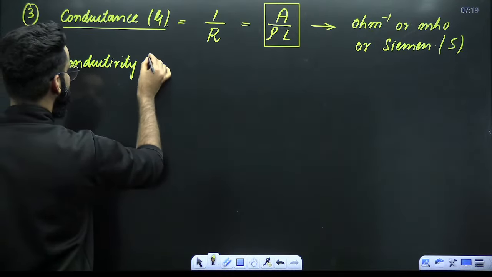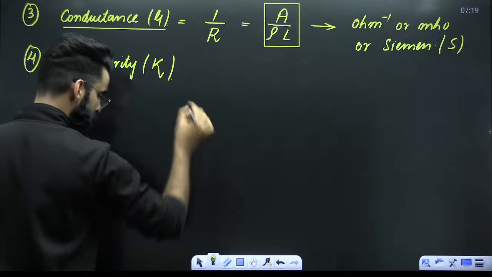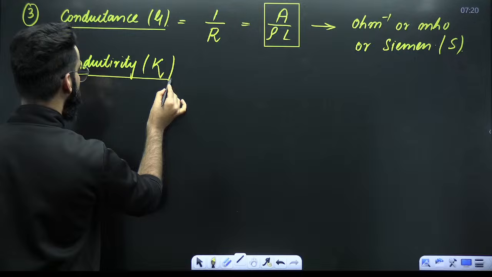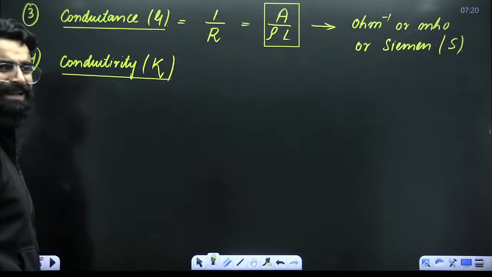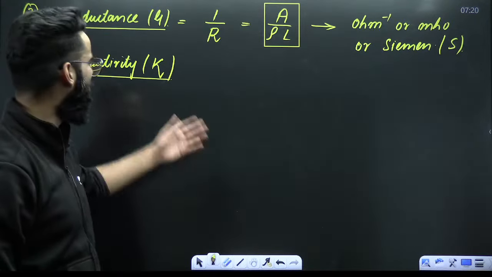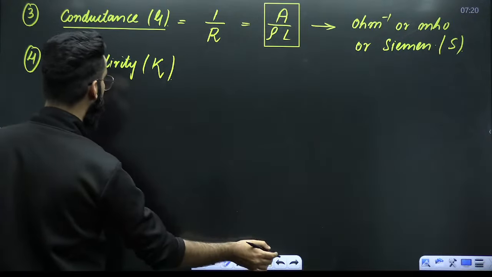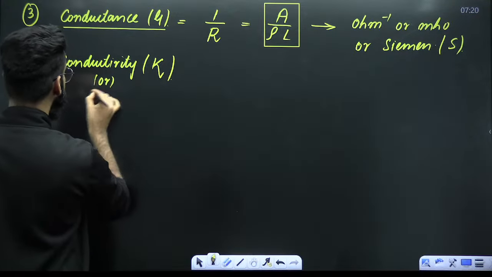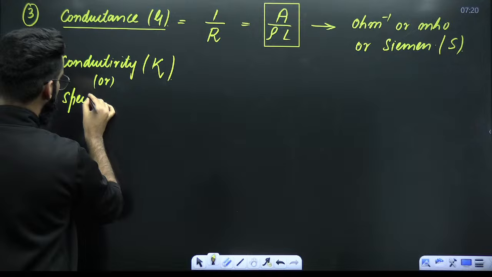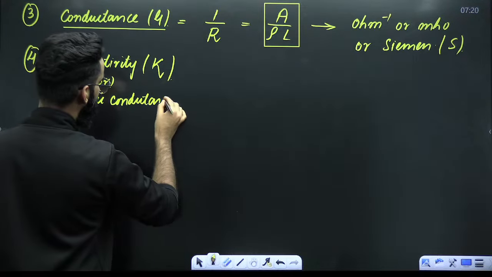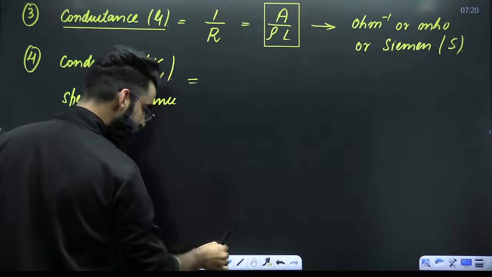Now similarly, my fourth terminology, that is conductivity. Conductivity is represented by kappa, right? Now the point is, how do you define this conductivity? How did we define conductance? Conductance was inverse of resistance. So how do I define conductivity? Conductivity, or you call it specific conductance. Tell me, how do you define it?